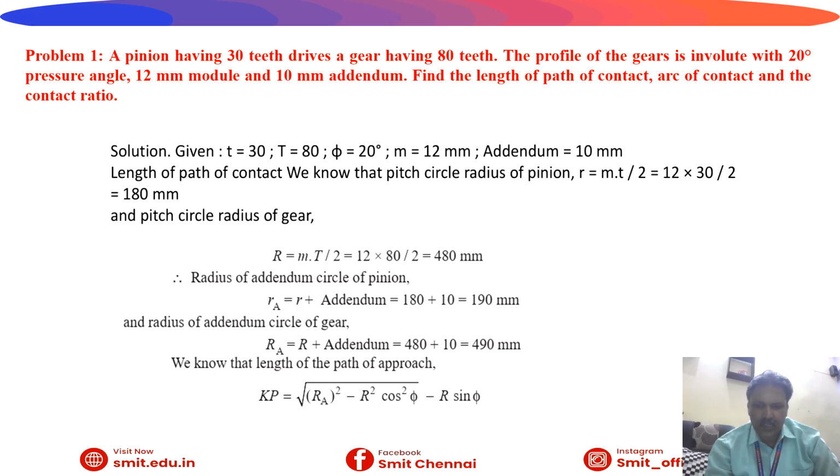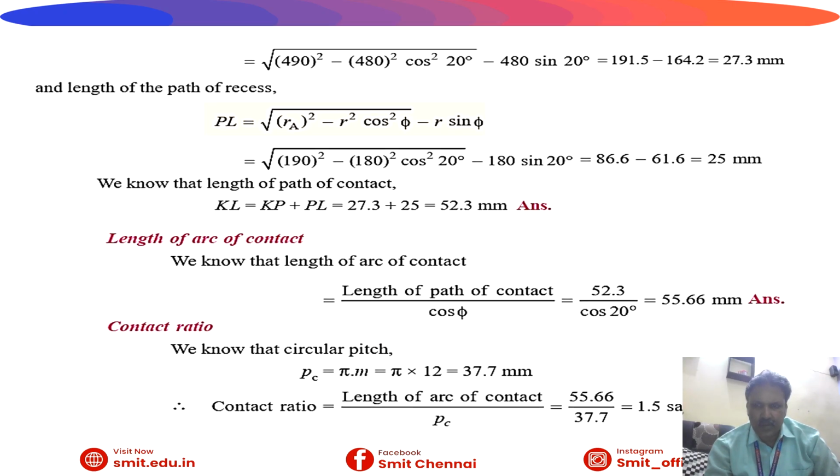This formula we have already discussed in the previous slides. By direct substitution of the values in the formulas, you will get 27.3 mm as the path of approach. Path of recess is 25 mm. Upon summation of these two values, you will get 52.3, that is Kp plus Pl. Length of arc of contact is length of path of contact divided by cos phi, that is 52.3 divided by cos 20, we will get 55.66 mm.